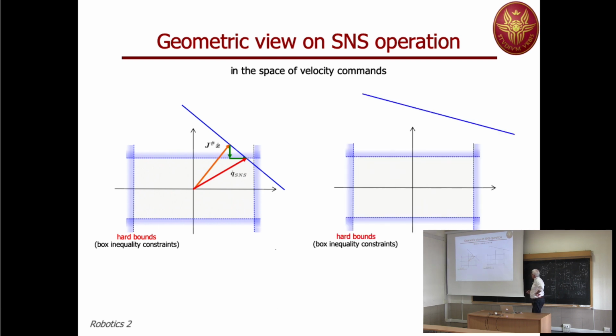Let's consider another situation. Same situation, hard bounds with the box inequality constraint, so the same as before, but now we have a task which is farther away. Probably the r dot is larger in this case. This is a scalar task. We have two velocities, so again, we have redundancy. So if we apply the algorithm, what will the algorithm do in this case? There's no solution, no exact solution.